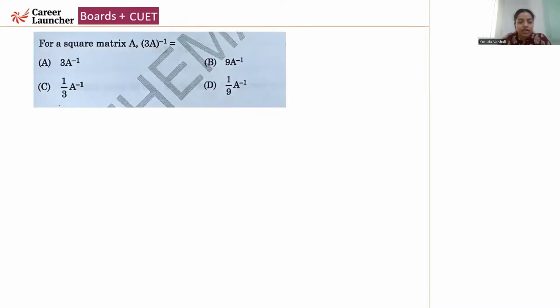Now coming to question number 5. For a square matrix, this particular expression is equal to option number C. This is a direct substitution based question. So this is going to be option number C.